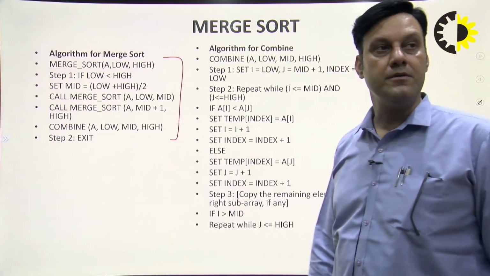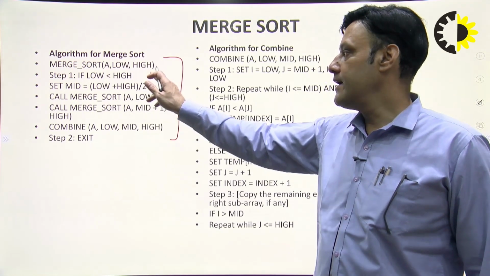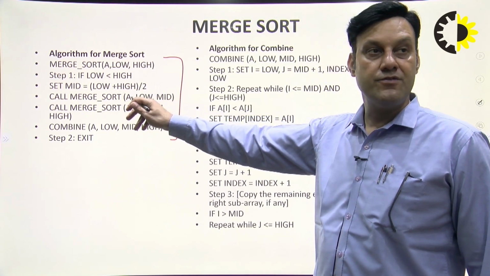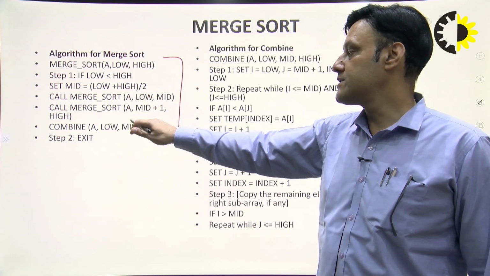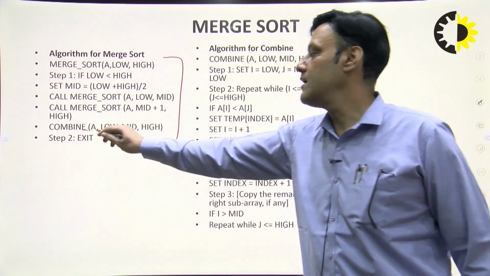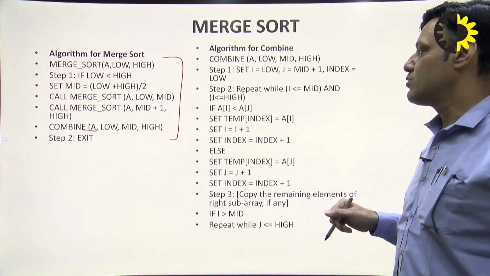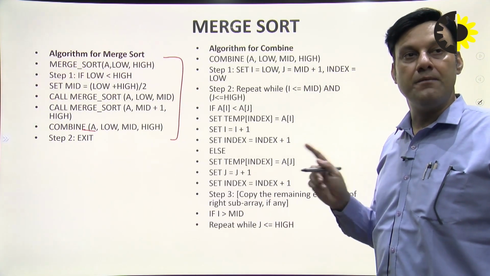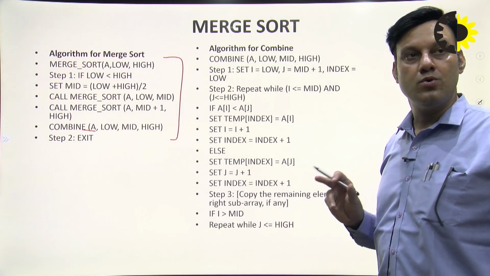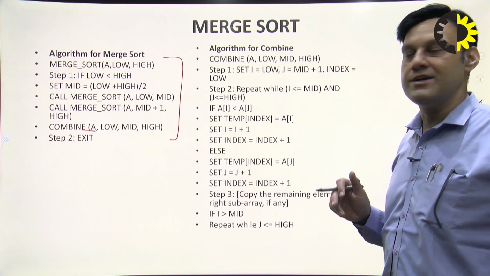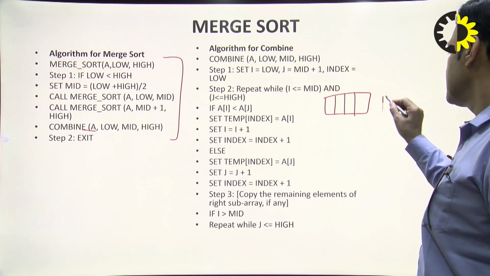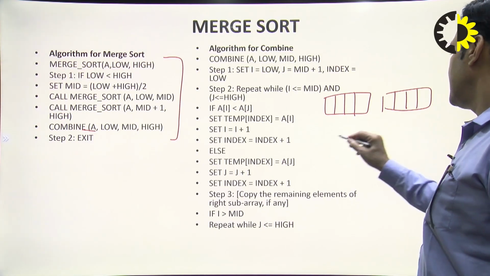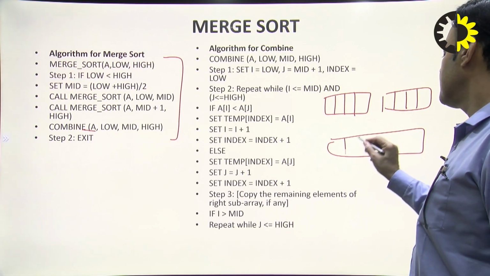We will make a merge sort with low and high. While the array exists, we will find the mid. From mid, we will divide into two parts, and again at last we will combine. So this is the combine algorithm. Combine algorithm means we are comparing the elements of the two different lists, right? This is one list. This is the second list. And after comparing, we will get the merged list.